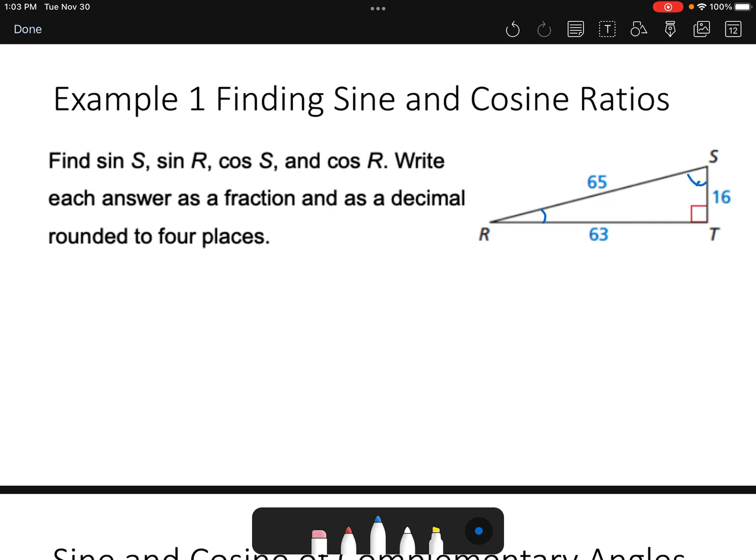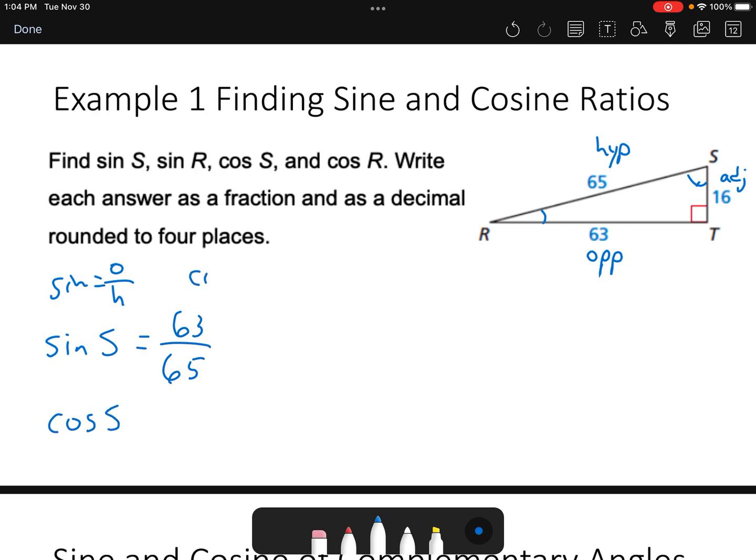Let's use S first. If we use angle S, this is always the hypotenuse, then 63 is opposite and 16 is adjacent. So we know that sine is opposite over hypotenuse. So the sine of S is going to be 63 over 65. The cosine of S, remember, is adjacent over hypotenuse, 16 over 65.